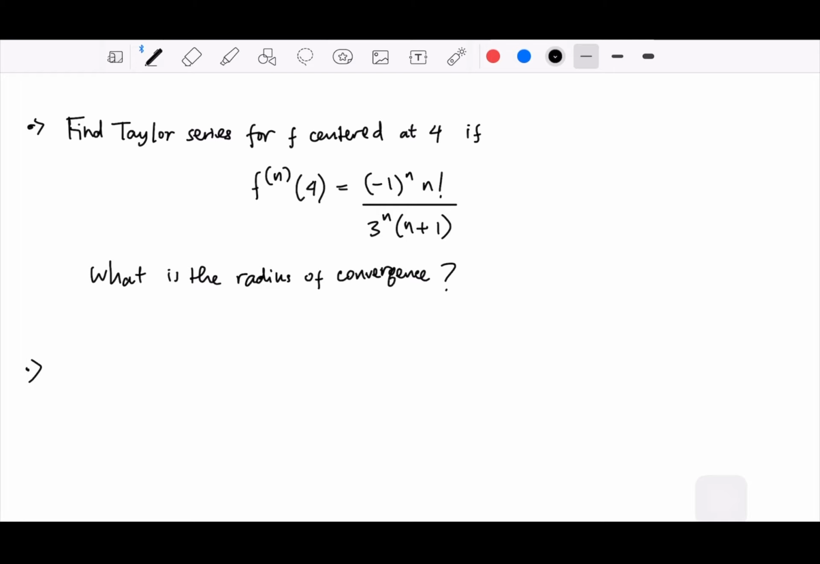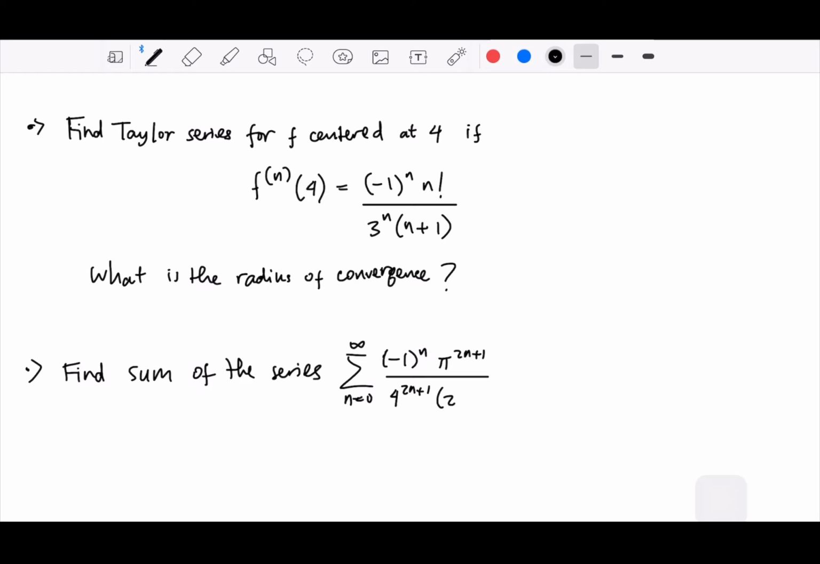Maybe the next question is find the sum of the series. We start with these first two questions.